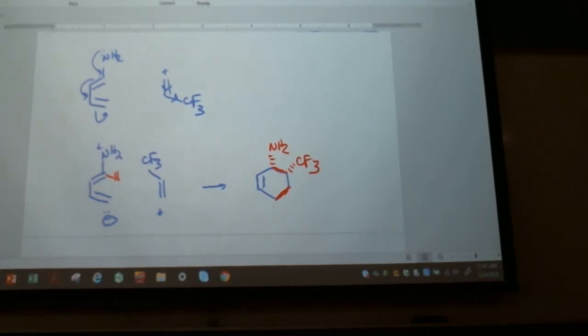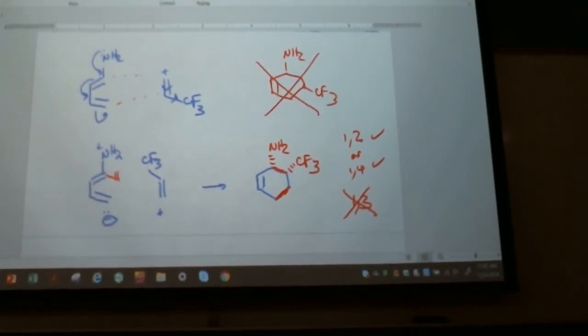We said that in cycloaddition, you can have 1,2 or 1,4, which are okay, but you're never going to have a 1,3 product. So if you had started from this, you would have ended up with something like that, and you should immediately recognize that that's not an option, because it's a 1,3 product.